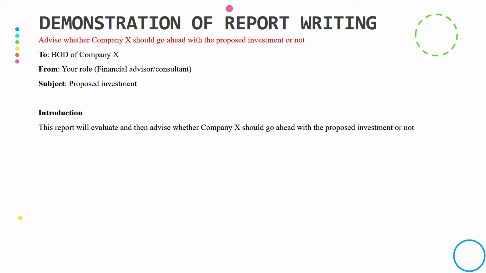The purpose of the report is to show whether it will be beneficial for company X to invest or not. So there are many ways of writing an introduction. It is up to you. But this is the way you have to write the introduction. I'm not writing anything new.